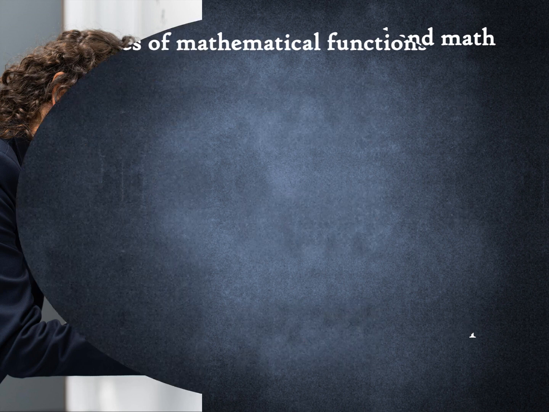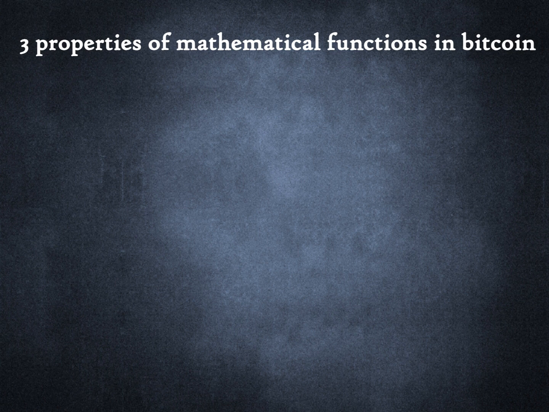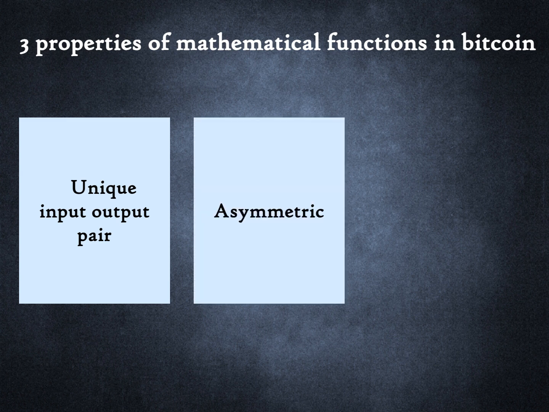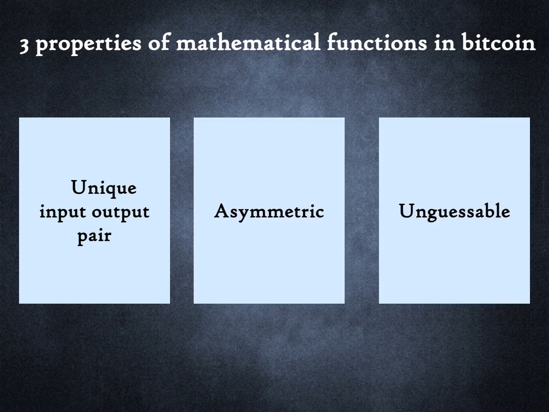To solve the problem we just discussed, mathematical functions used in the derivation of the Bitcoin account triad exhibit three properties. First, they should yield unique input-output pairs. The second property is asymmetry. The third property is non-guessability. Next, we will look at each one.